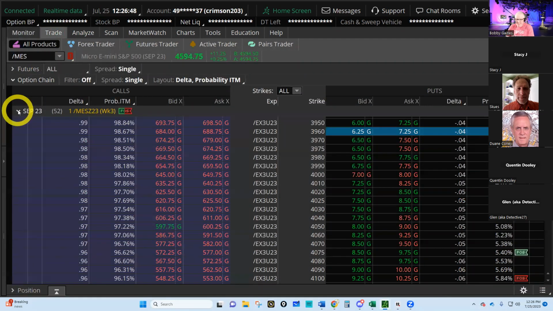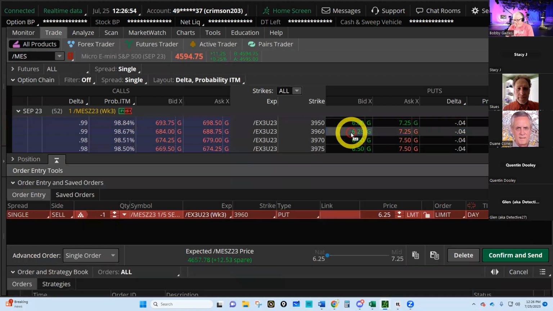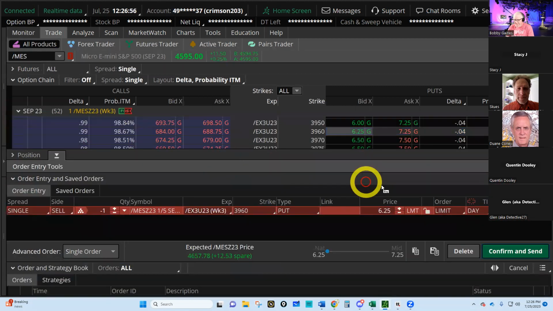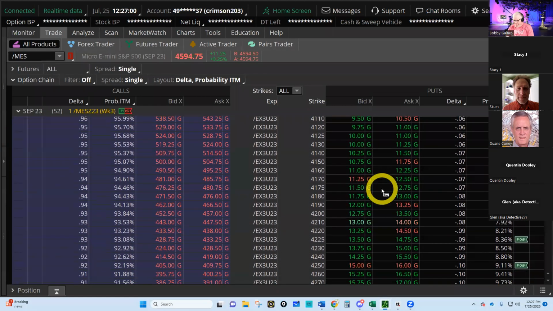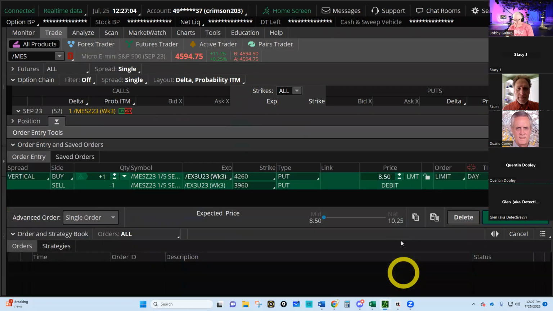Sorry, I get all out of sorts. So let's do our put debit spread again. We're going to sell the 3960 and buy the 4260. I love this stuff. I hope y'all love it too. It's just fun, y'all. Where can you have so much fun as this? And we're going to fill it at 9 1/4.